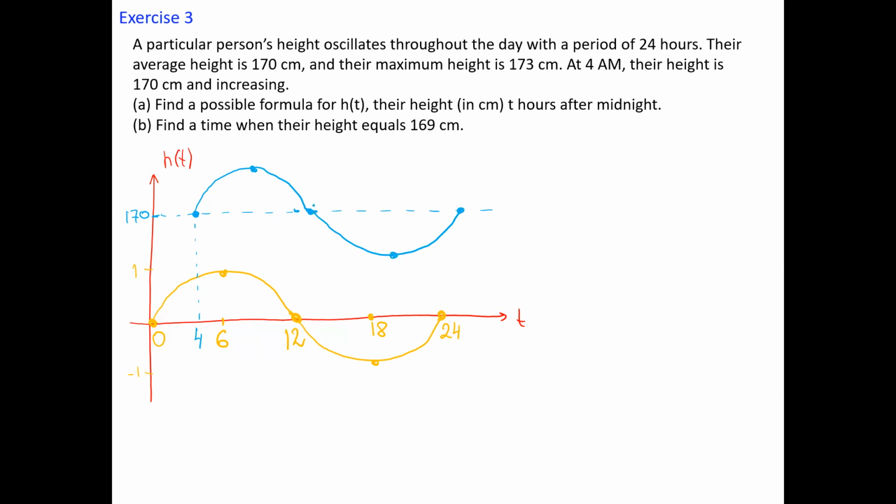Let's see. It's supposed to be nice and symmetric, I believe. Okay, I believe it is. Let's make labels. The maximum height is 173. Yes, I managed to keep the y-axis. H of t. It means the maximum is 173.